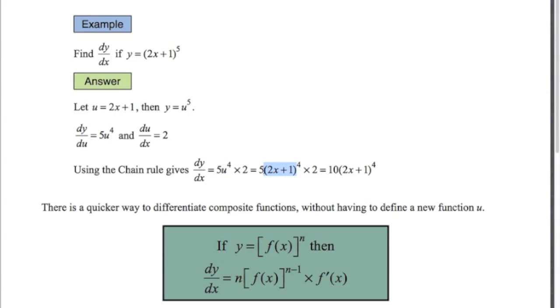There it is there. Okay, 5 times (2x plus 1) to the power of 4 times 2, giving us 10 times (2x plus 1) to the power of 4. There we go, there's our answer. Much quicker and easier than multiplying out this big long bracket here.